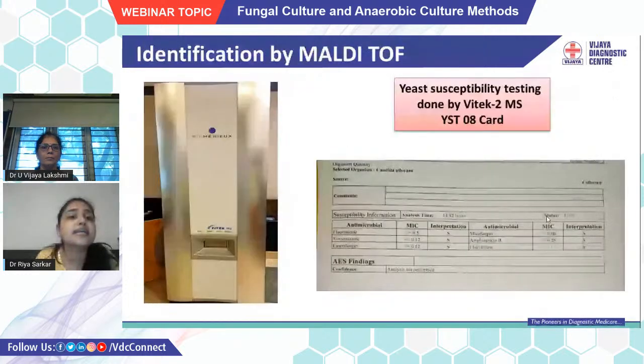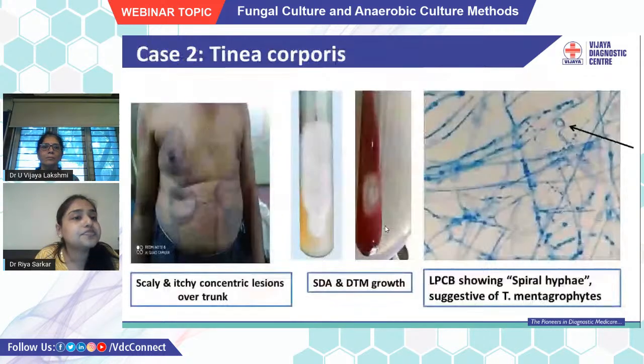Of the Candida species, and then we perform the yeast susceptibility testing by the Vitek 2 machine that we have, by using the YST08 card. I have provided a picture of our laboratory report for Candida albicans. As you can see, we have a panel of 6 antifungal drugs consisting of fluconazole, micafungin, voriconazole, caspofungin, amphotericin B, and flucytosine. So this is how we report a Candida in our lab.